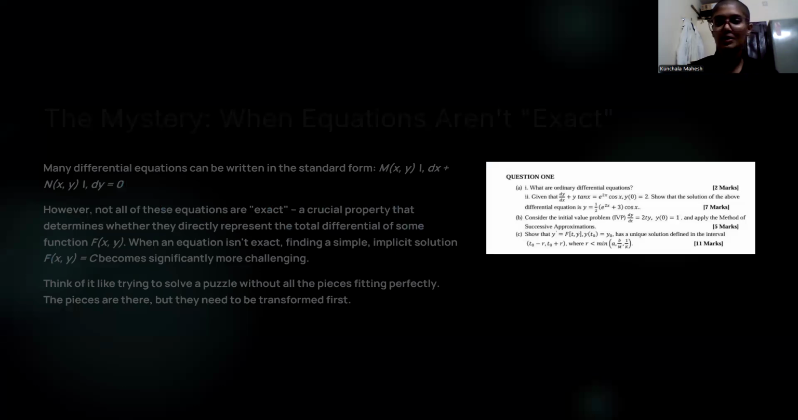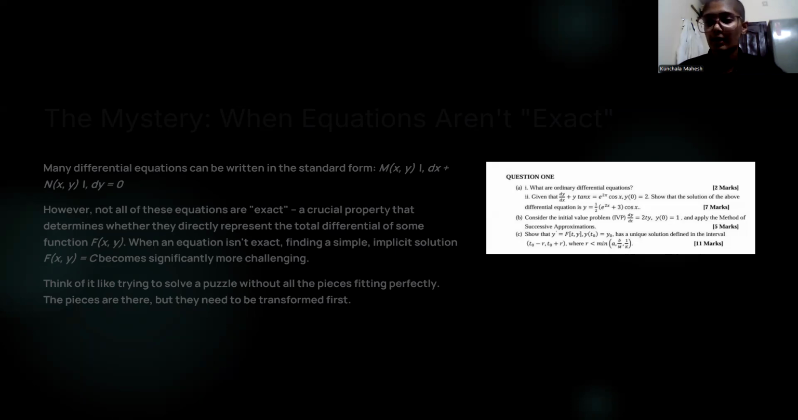So moving on, the mystery: when equations aren't exact. Many differential equations can be written in standard form, which is M(x,y) dx plus N(x,y) dy equals 0. However, not all of these equations are exact. Exactness is a crucial property that determines whether they directly represent the total differential of some function f(x,y). When an equation isn't exact, finding a simple implicit solution f(x,y) equals c becomes significantly more challenging. Think of it like trying to solve a puzzle without all the pieces fitting perfectly: the pieces are there, but they need to be transformed first.